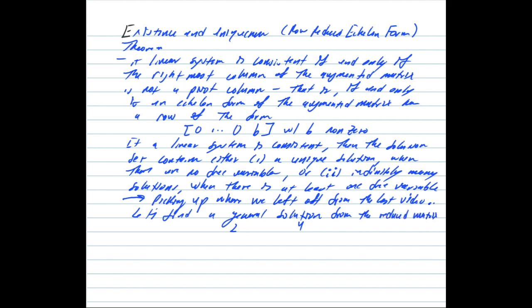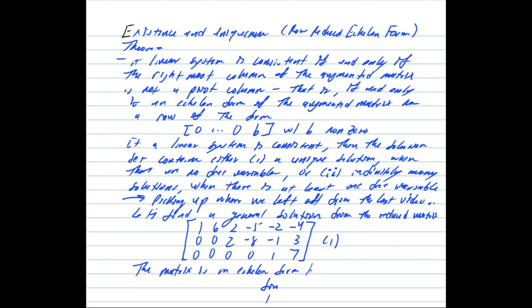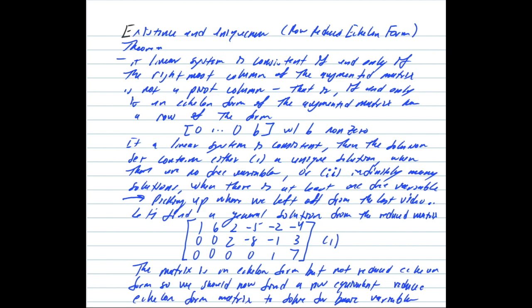Okay, now we're going to go to the second main section of text. If a linear system is consistent, then the solution set contains either a unique solution when there are no free variables, or infinitely many solutions when there is at least one free variable. So we have a matrix here with row 1 entries as 1, 6, 2, -5, -2, -4, row 2, 0, 0, 2, -8, -1, 3, row 3, 0, 0, 0, 0, 1, 7. And the matrix is in echelon form, but not reduced echelon form.